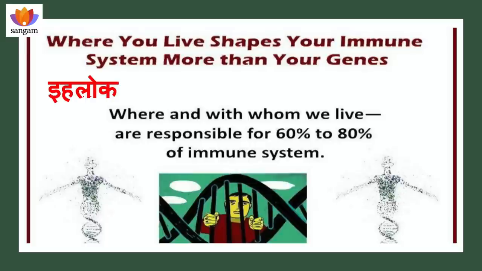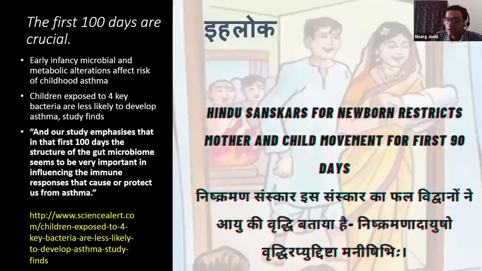Where you live shapes your immune system more than your genes. This is based on the latest research, which says that where and with whom we live are responsible for 60 to 80% of our immune system. We have a ritual that for the first 100 days, we keep newborns in a controlled environment. Now, we don't know the science behind it, but the latest research says that the first 100 days are very crucial for any newborn, and they need to be in a familiar environment so that their gut and skin are exposed to healthy, known, friendly bacteria.